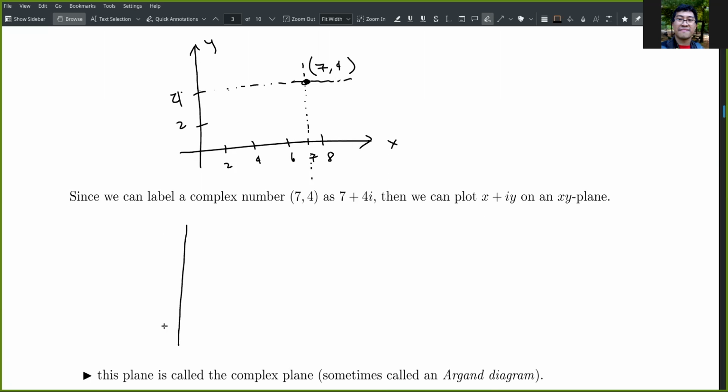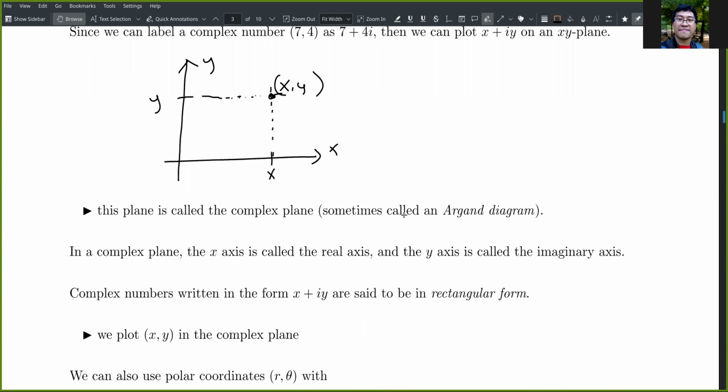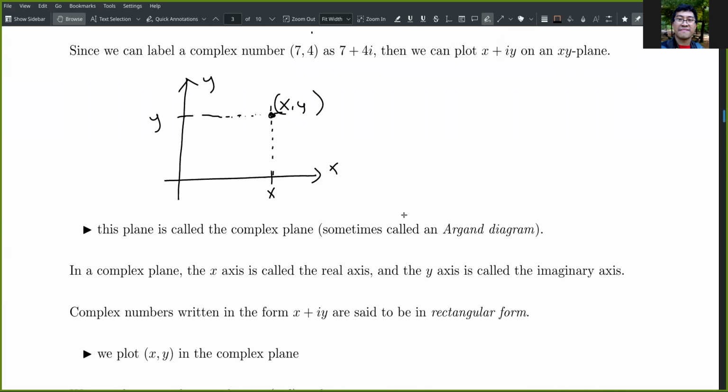So if you have a complex number given by x plus iy, we can create axes x and y, so that, for example, this is an arbitrary x and arbitrary y. The intersection is called your point x, y. This plane is called the complex plane, or sometimes called an Argand diagram. In this complex plane, the x-axis is called the real axis and the y-axis is called the imaginary axis.